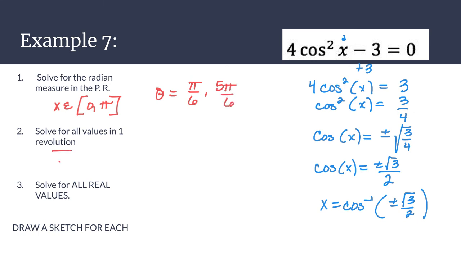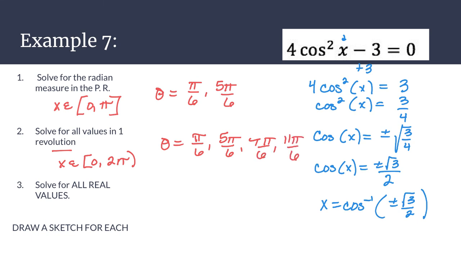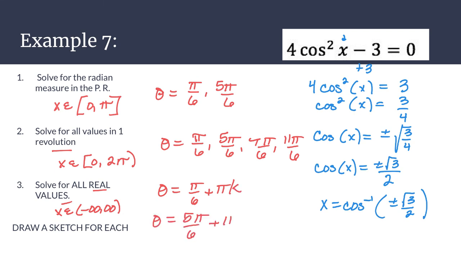We want to add in one revolution. Again, now we're looking between 0 and 2 pi. So we're still going to have that first answer in quadrant 1. We're going to have that second answer in quadrant 2. Now we're going to add in a third value in quadrant 3 and a fourth value in quadrant 4. Change your domain one more time. So we're changing that domain to all real numbers. We're going to have pi over 6 plus pi k and 5 pi over 6 plus pi k.